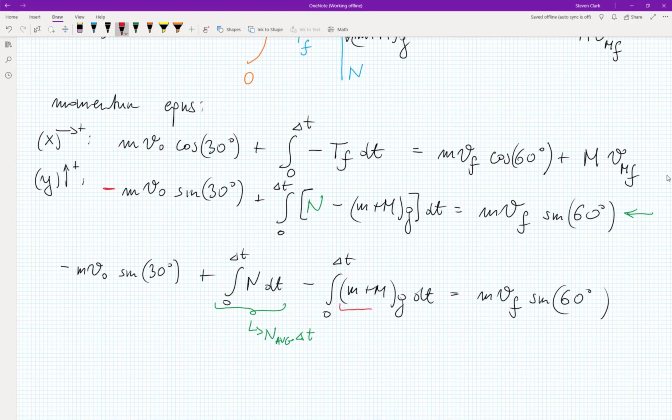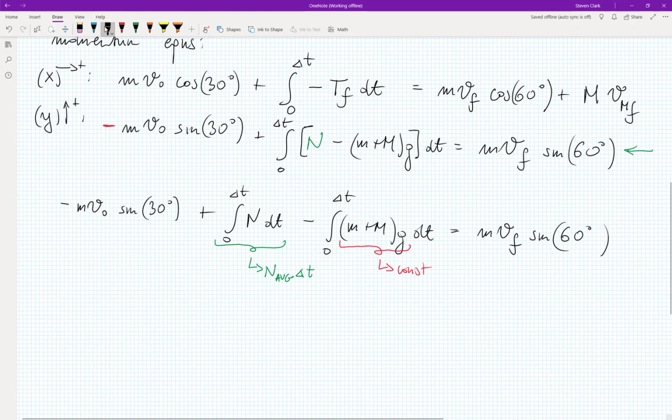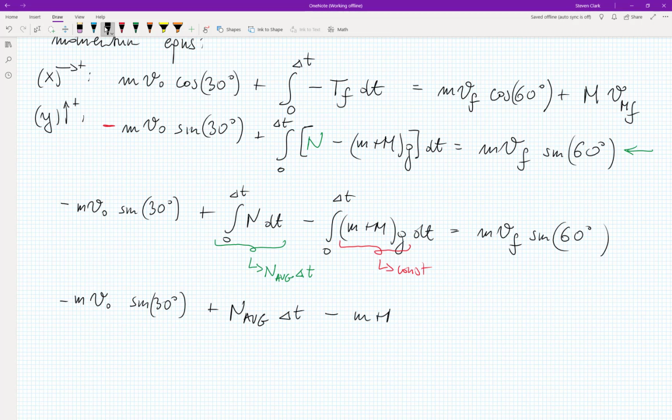Plus, I observed also that this integrand is constant. So I think that we can express our equation in such form: minus m v0 sine 30 degrees plus N average delta t minus m g delta t, and it is equal to m v final sine 60 degrees.